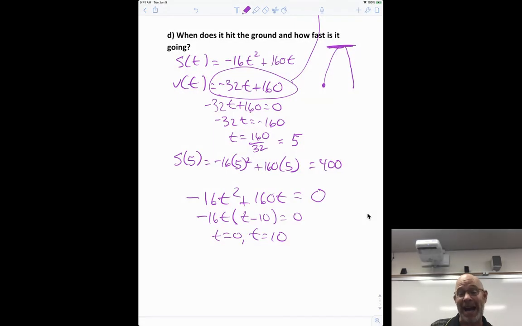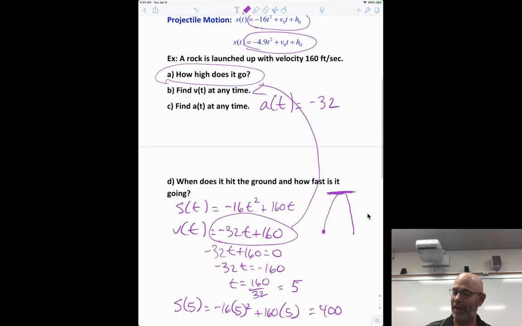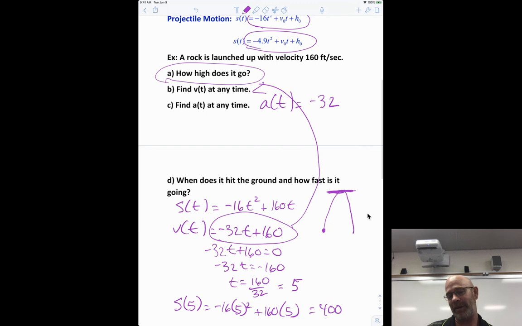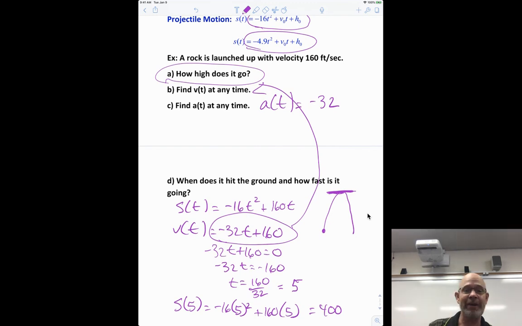If I want to know how fast it's going when it hits the ground, I plug that into velocity, right? So velocity is negative 32t plus 160. I plug in that 10, and I get negative 160 feet per second, which we also knew because think about the parabola. That was my initial velocity. It's got to be the same when it hits the ground, as long as it's starting on the ground. If it's not starting on the ground, that's going to change.